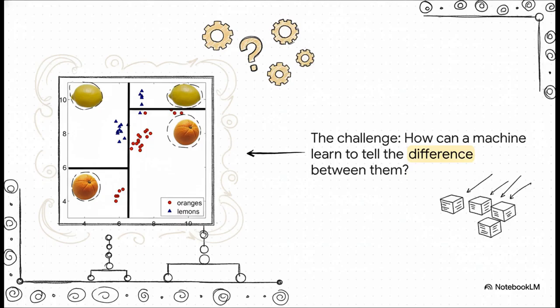So how does a machine actually use this? Well, let's imagine we give a computer a whole mess of data about fruit, their width, their height, whatever. And we want it to learn how to tell a lemon from an orange. If you look at this graph, they're all just kind of mixed together. The challenge is, how do you teach a machine to draw a line and separate them cleanly?